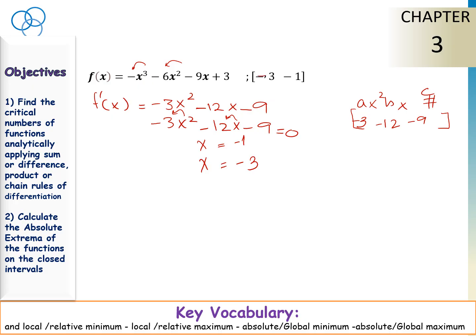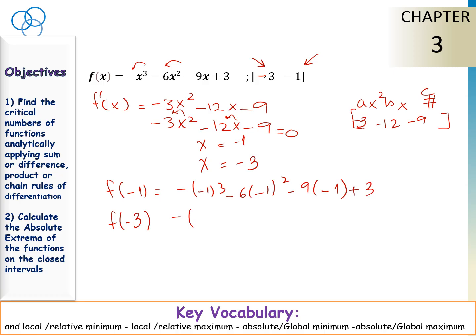Okay, now have a look over here. Negative 1 is already in the closed interval, and negative 3 is also in the closed interval. So you only have two values: f of negative 1 and f of negative 3. Put them in the original equation. So negative 1 cubed minus 6 times negative 1 squared minus 9 times negative 1 plus 3, and similarly, put negative 3 in the original equation, replacing x by negative 3. So negative 3 squared minus 9 times negative 3 plus 3.